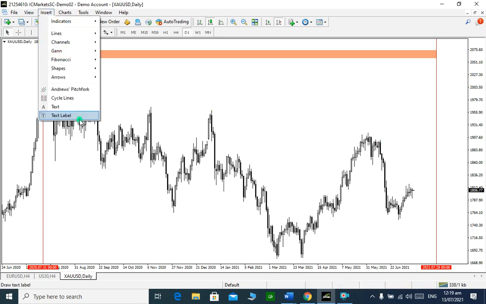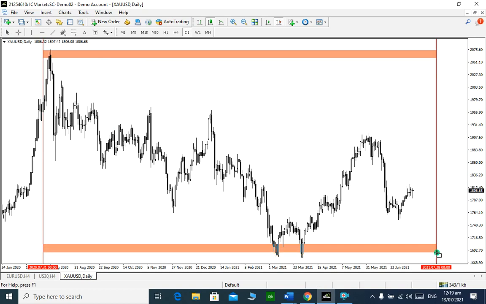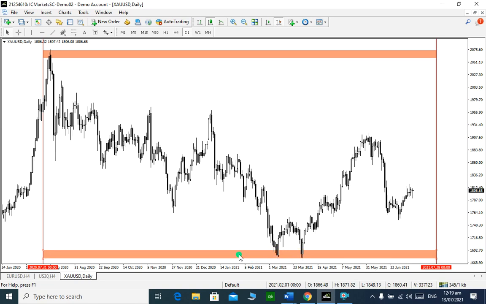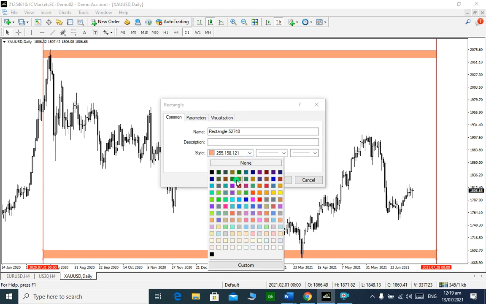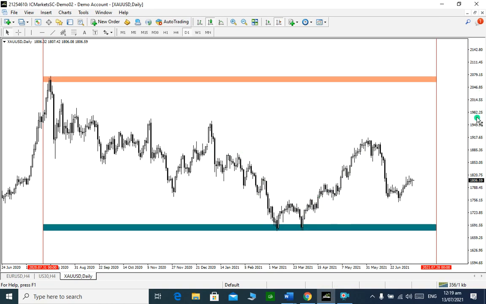So let's insert another rectangle to the downside, where we can mark out the support zone here. We can change this to a blue color or any other color different from the supply zone. So this is the demand zone. You can see how price is leaving this zone very sharply. So we have a structure like this.